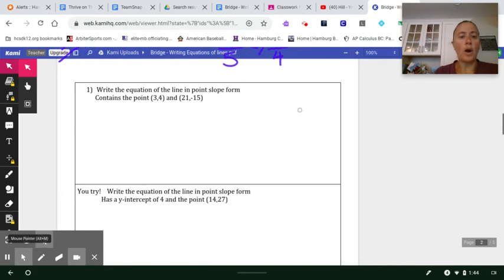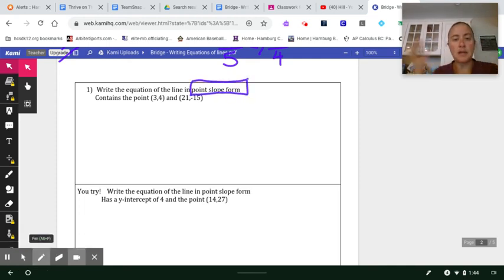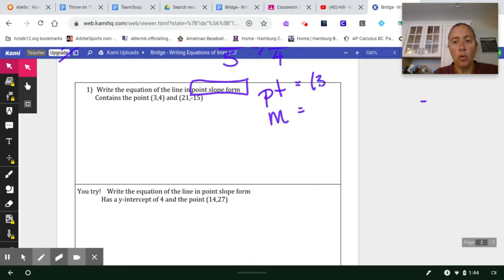All right, question 1. Write the equation of a line in point slope form. Okay, so don't worry about trying to memorize the forms. Just say it. You need a point and a slope, point slope form. So just put that off to the side. I need a point and I need a slope. That contains the points 3, 4, and 21, negative 15. Okay, so you have a point. That's pretty easy. You have the point 3, 4, or you could choose the point 21, negative 15. Doesn't actually matter. And now you just need a slope.